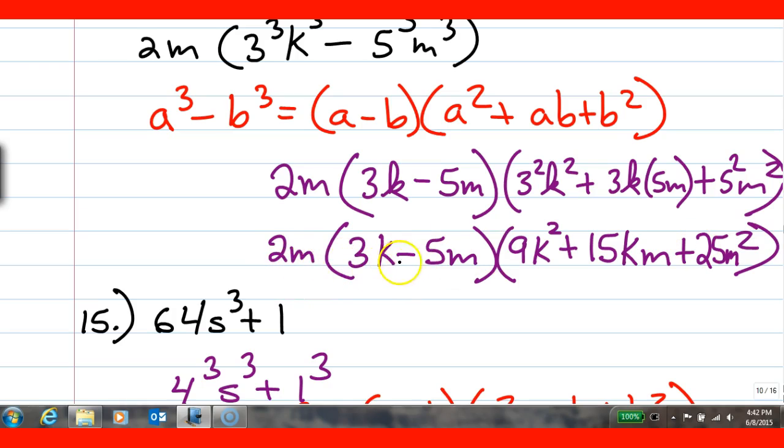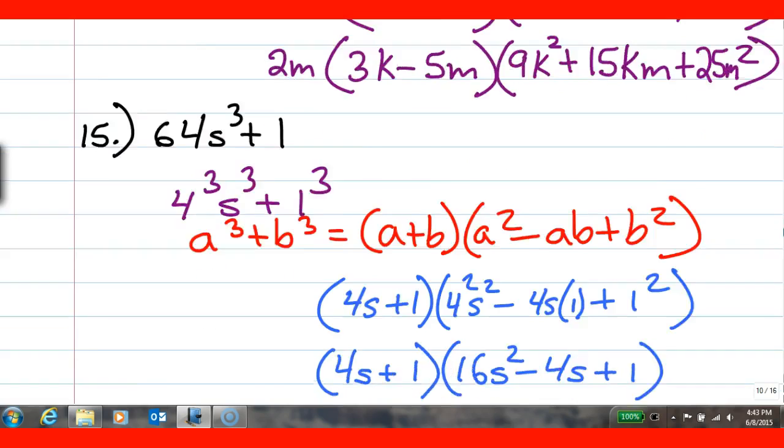The 2m, 3k minus 5m, just copy as is. I'm going to take that 3 to the second power, 3 times 3 to make my 9, k to the second. Then in the center here, I'm going to multiply my 3 and my 5 to make a 15 and pull together the k and the m. So 15 times k times m, plus my 5 to the second power, which makes a 25, m squared. And so I factored it completely.